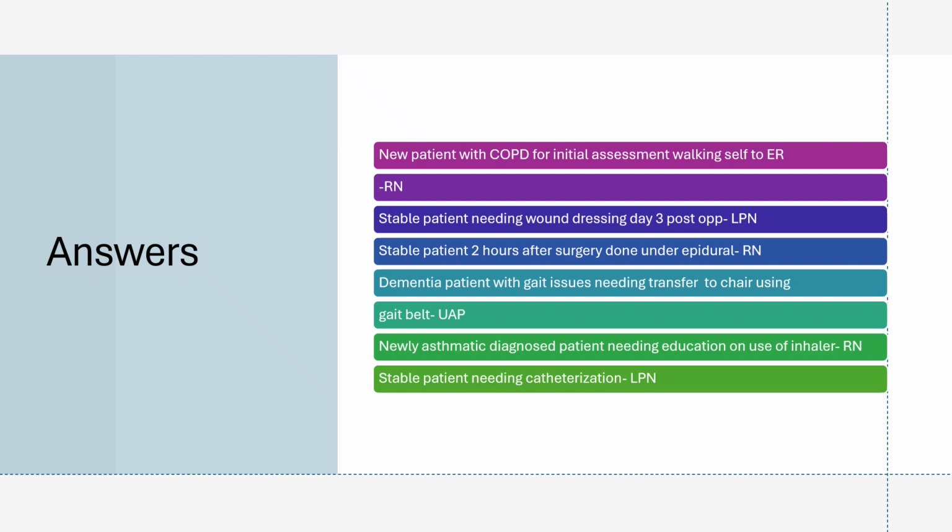Dementia patient with gait issues needing transfer to chair using gait belt, UAP can do that. Newly asthmatic diagnosed patient needing education on use of inhaler, RN, remember, newly diagnosed, they need the initial education, it is your work to do. Stable patient needing catheterization, that is LPN.